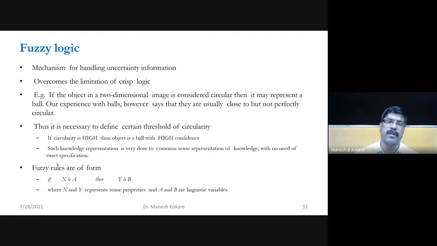In the literature, there are several techniques available to fuzzify the data as well as for defuzzification of the data. Fuzzy rules are of the form, for example, if X is A, then Y is B, where X and Y are some properties, and A and B are linguistic variables used in fuzzy logic. So fuzzy logic can also be used in computer vision for representation of higher level knowledge.